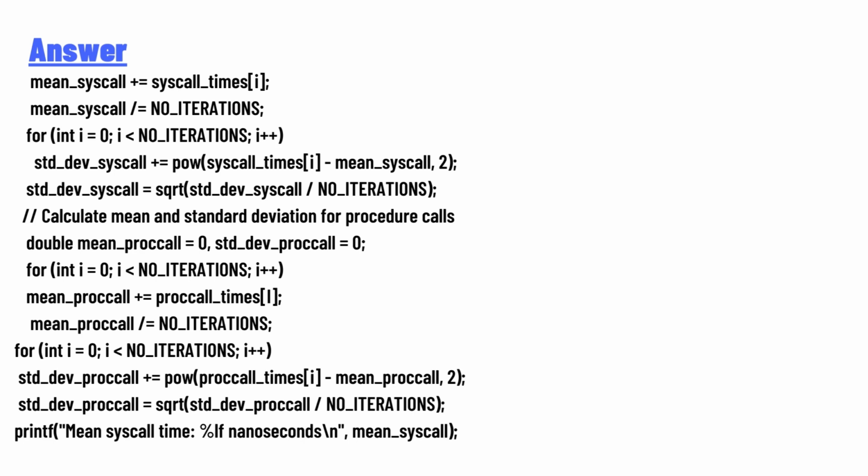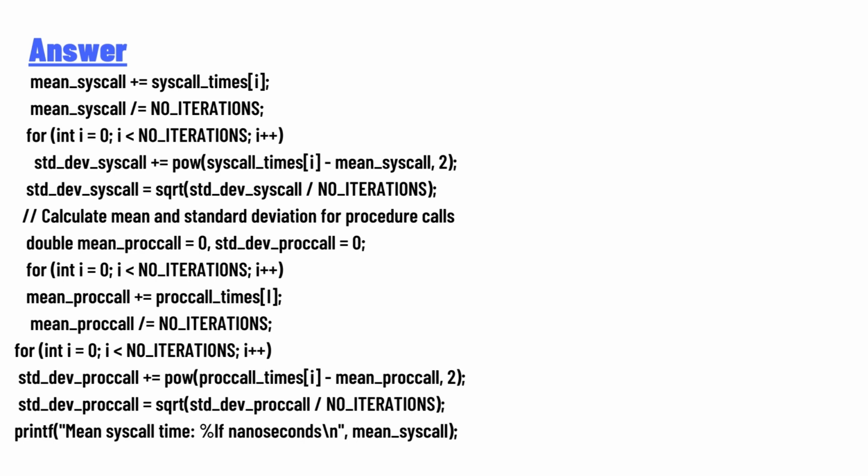Calculate mean and standard deviation for procedure calls. double mean_procall = 0, std_dev_procall = 0; for (int i = 0; i < no_iterations; i++) mean_procall += procall_times[i]; mean_procall /= no_iterations; for (int i = 0; i < no_iterations; i++) std_dev_procall += pow(procall_times[i] - mean_procall, 2); std_dev_procall = sqrt(std_dev_procall / no_iterations).